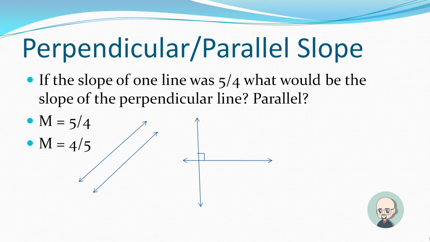Okay, we're back. If the slope of one line was 5 over 4, what was the slope of the perpendicular line? The parallel line? The parallel line has the same slope, so the parallel line is 5 over 4. The perpendicular line is 4 over 5. We flip it. Okay? So the parallel, you see on the left, those would be two parallel lines. Perpendicular lines would be on your right.